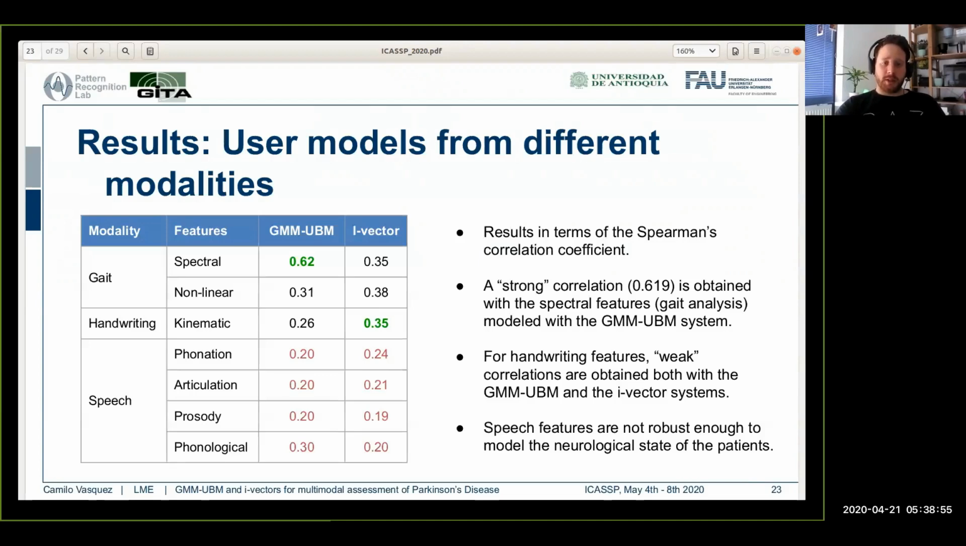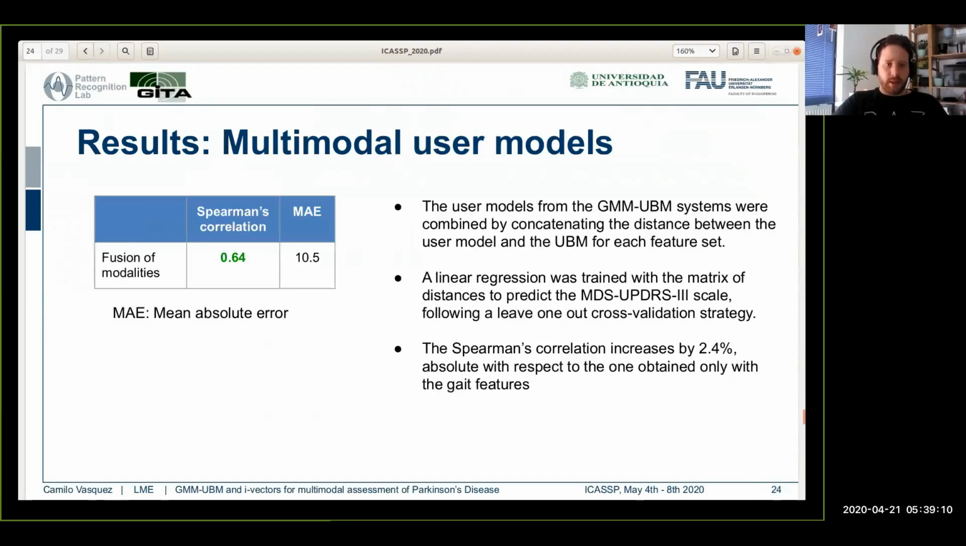This result is explained because the MDS-UPDRS is a complete neurological scale that considers speech impairments in only one of the 33 items. However, all features can be complementary to improve the results. The user models extracted from all feature sets using the GMM-UBM systems were combined by concatenating the distance between the user models and the UBM for each feature set.